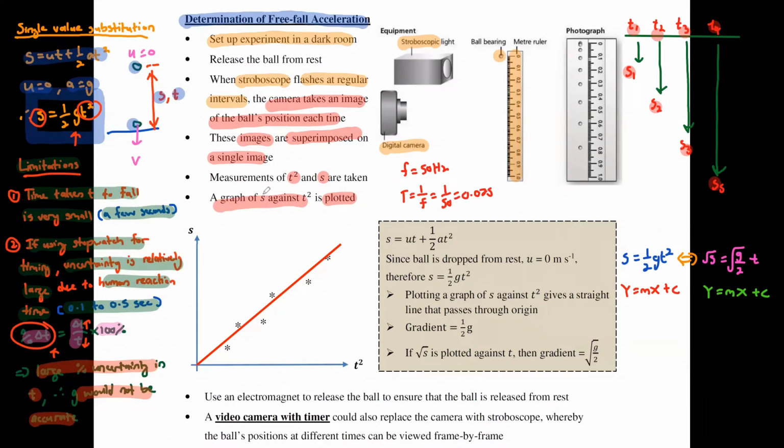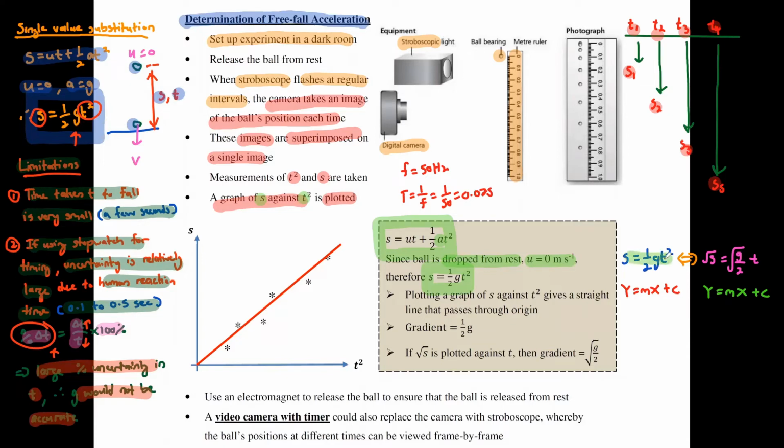To better understand why we would plot a graph of s against t², it's important to look at the original kinematics equation that was applied to the falling object. Since the object was dropped from rest, the initial velocity u would be equal to 0, and since the only force acting was just the weight, the acceleration would be equal to g. So we end up with the final equation s equals half gt squared.